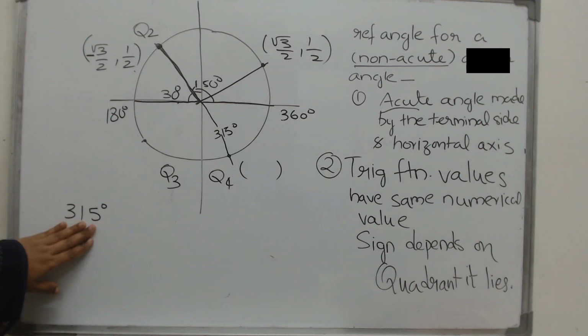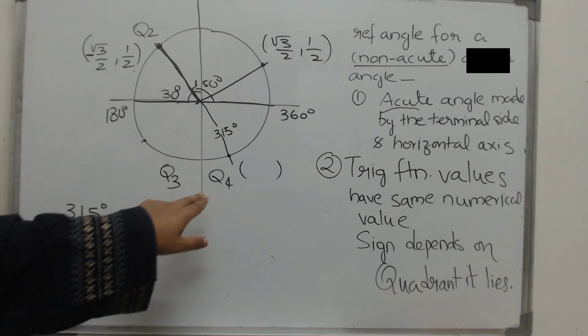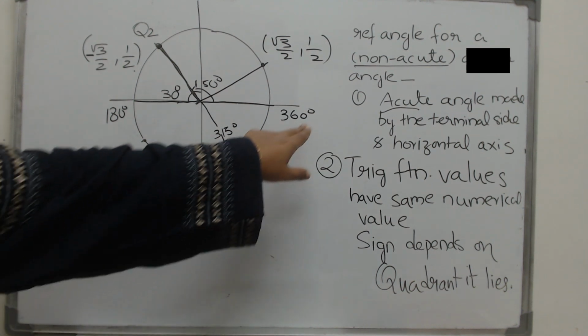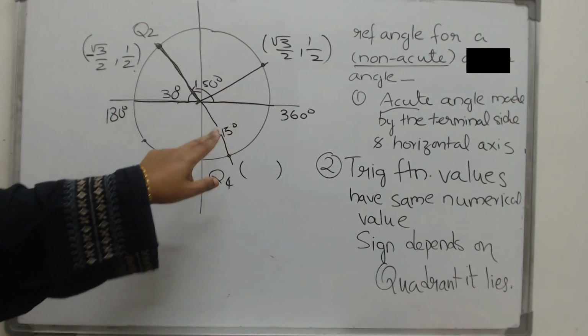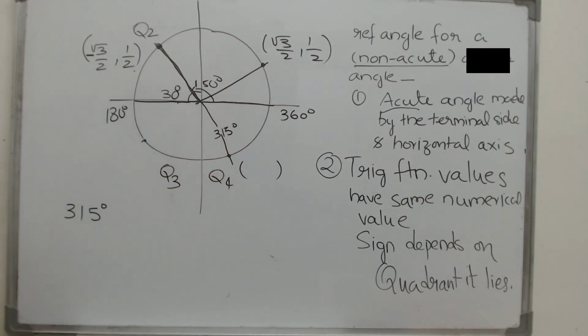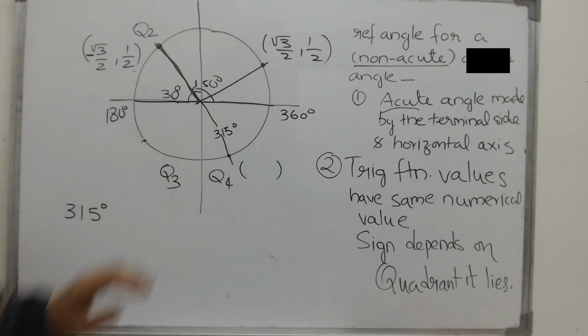Now I have taken another angle, 315. Where does 315 fall? It falls between 270 and 360. It falls in the fourth quadrant. Then what are its sine and cos values? For that you need to find its reference angle. What is its reference angle?